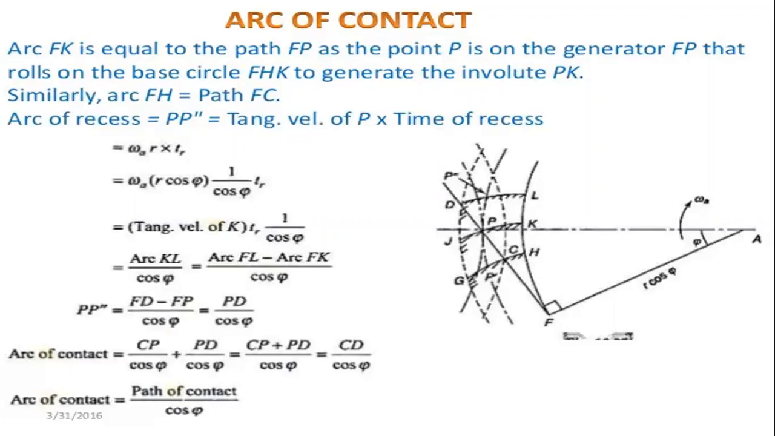So it is taken as omega A into R into TR, and the equation has been derived from this, which is taken as the tangential velocity of K. And in total we got PP dash taken as FD minus FB by cos phi, that is equal to PD by cos phi.